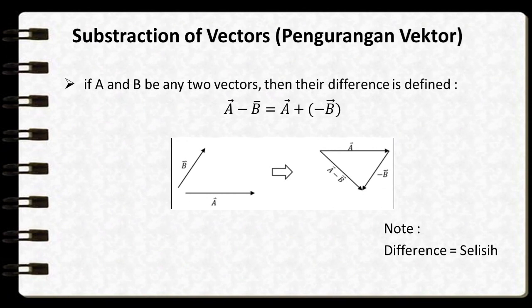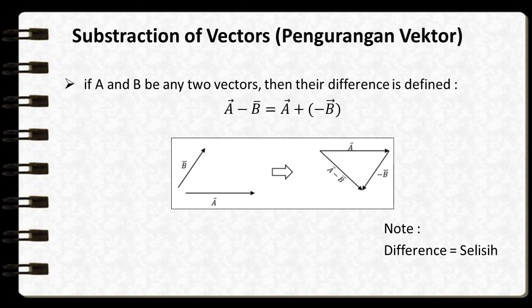Now I will explain subtraction of vectors. If A and B are any two vectors, then their difference is defined as vector A minus vector B equals vector A plus minus vector B.